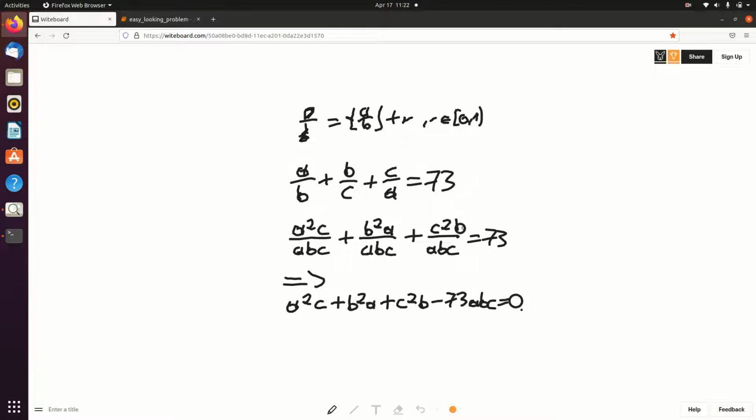The first thing to note is that this equation is homogeneous in the variables a, b, c. So actually the solutions live in projective space apart from the all zero solution, but we don't care about that because we want positive integers. And now that we have an equation in projective space of degree 3, we could maybe check if we actually have an elliptic curve. And we'll find out that we have an elliptic curve.